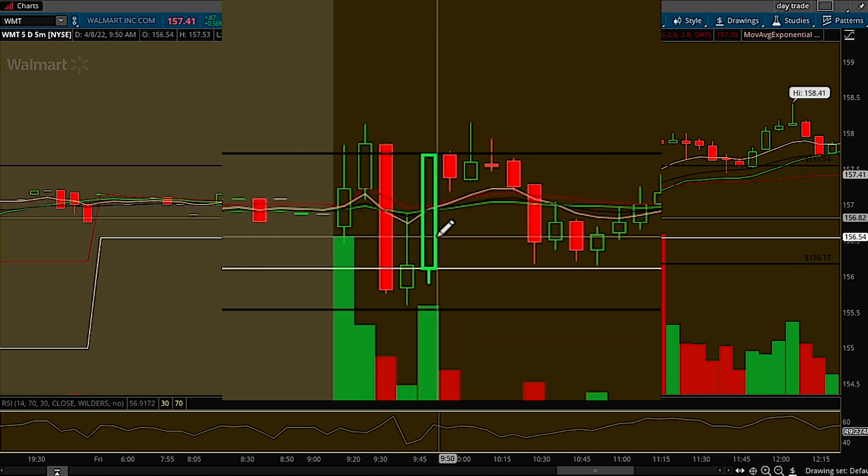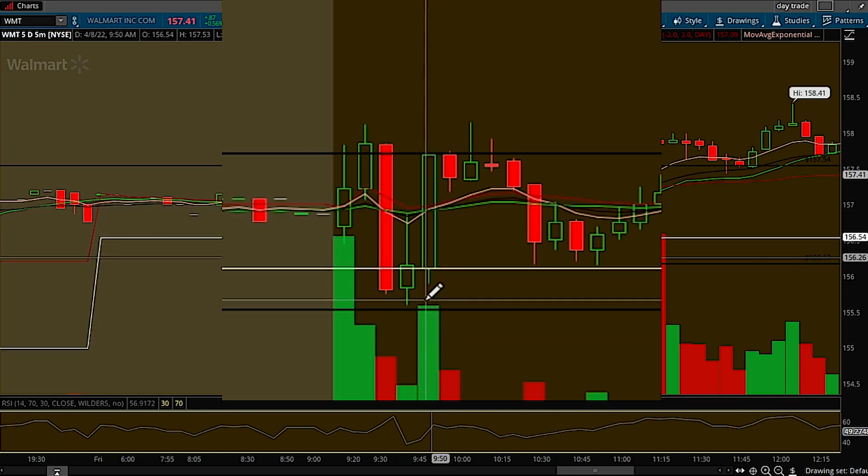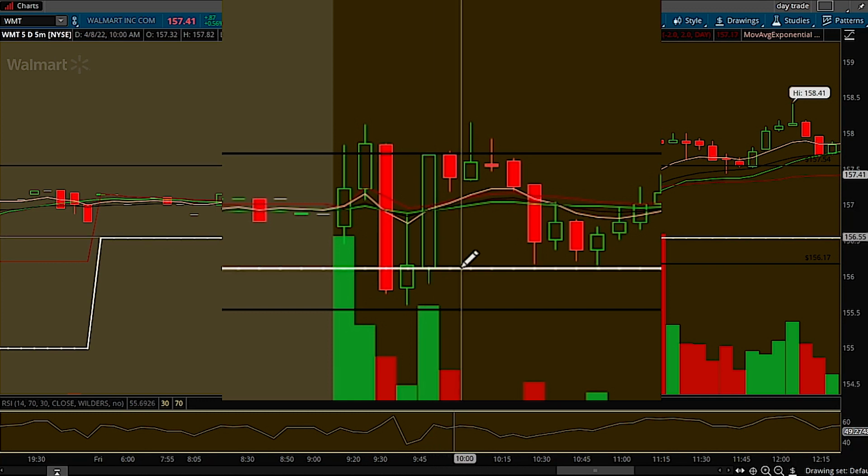Anyways, now let's say we trimmed here. We had a nice move up back to what we closed at yesterday. That's the indicator on my screen here. It's called prior day close. That shows me what Walmart closed at the day before. So we took some profits here off this bounce.